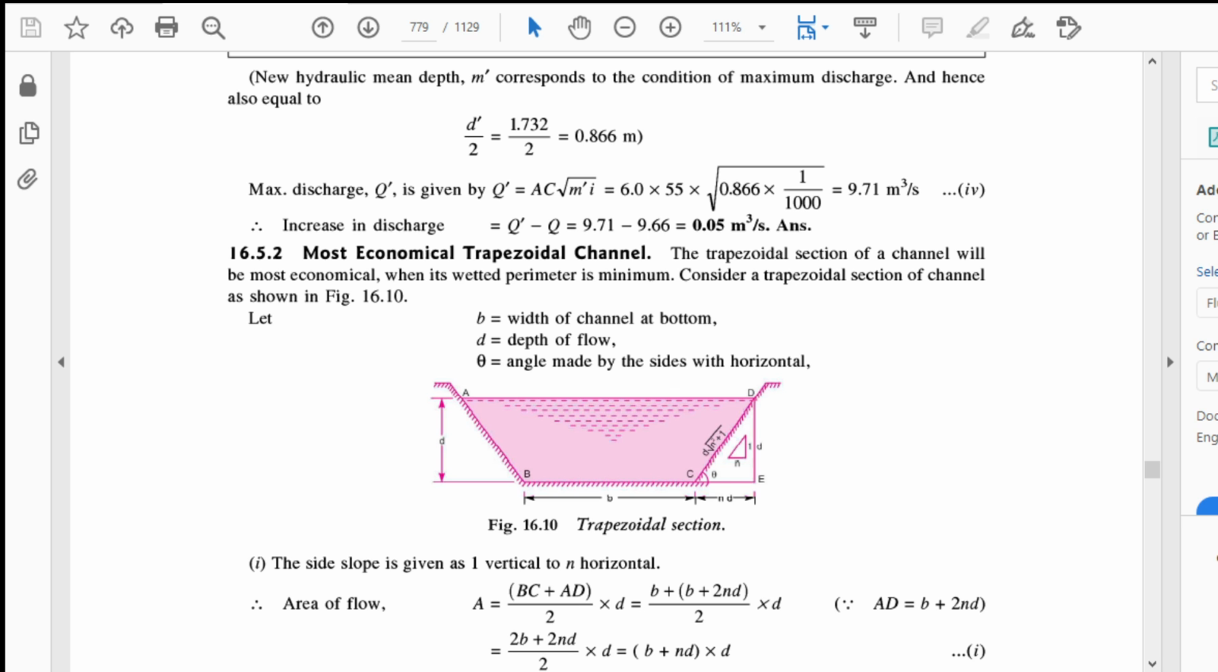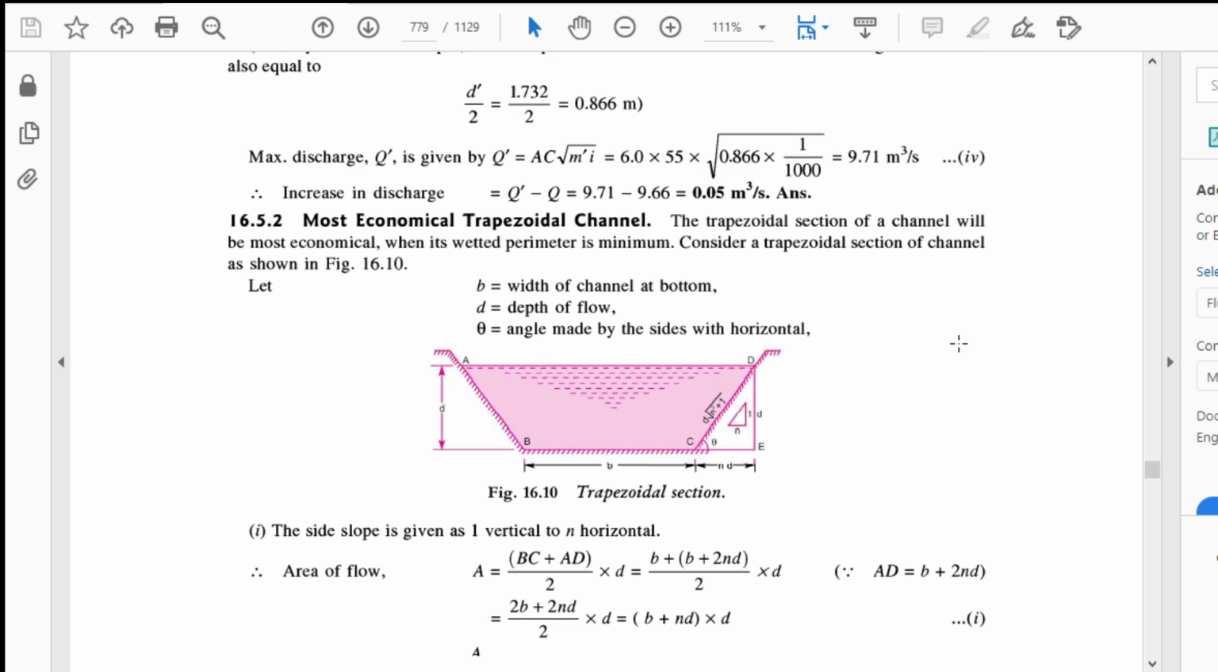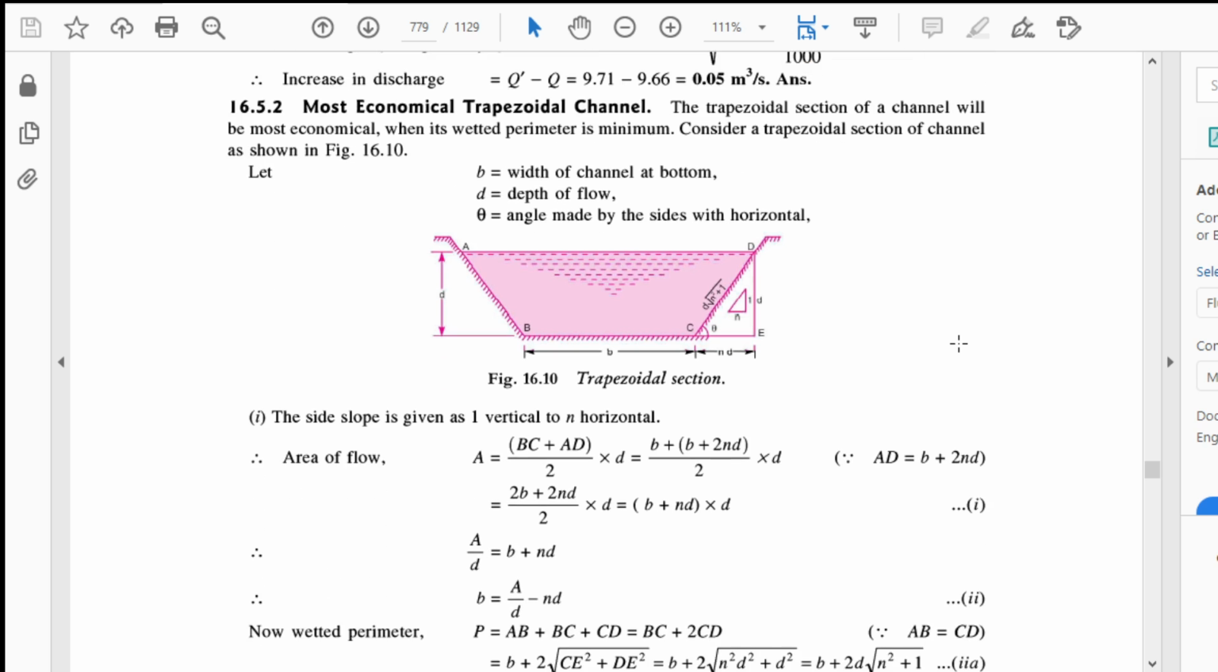Now the most economical rectangular section is over. The second shape of the most economical channel is the trapezoid. Now, the most economical trapezoidal channel section. What are the conditions for the most economical trapezoidal channel?